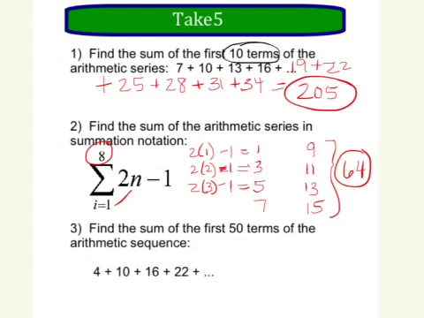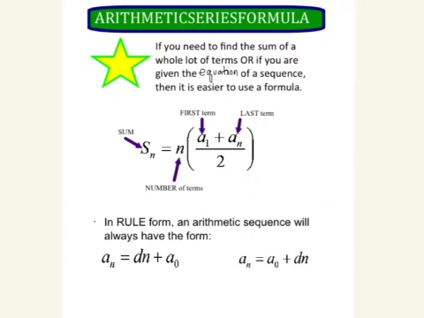Now, number 3 is a little bit different because it says find the sum of the first 50 terms. Well, it's not very practical to write out all 50 terms. So what we're going to do is take this arithmetic sequence and learn today a good formula that we can use to find the sum of a sequence. If we have a lot of terms, and even if we have a few, like in 1 and 2, we could use this formula. And it looks like this. So this is the formula for the sum of an arithmetic sequence.